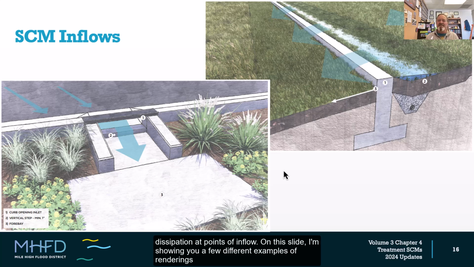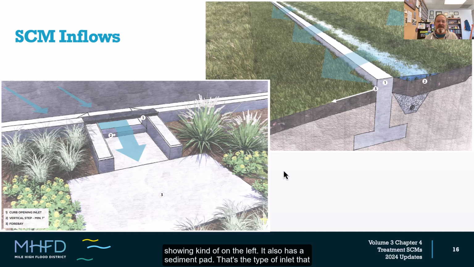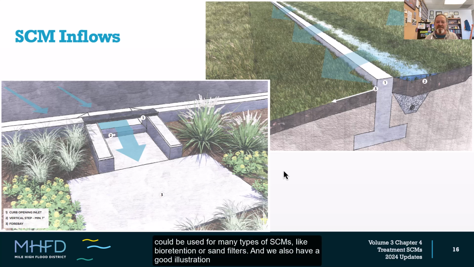On this slide, I'm showing you a few different examples of renderings that Stream created, showing different inflow configurations. You've got a slotted curb inlet, shown on the left, that also has a sediment pad. That's the type of inlet that could be used for many types of SCMs like bioretention or sand filters. And we also have a good illustration of a level spreader on the right-hand side.